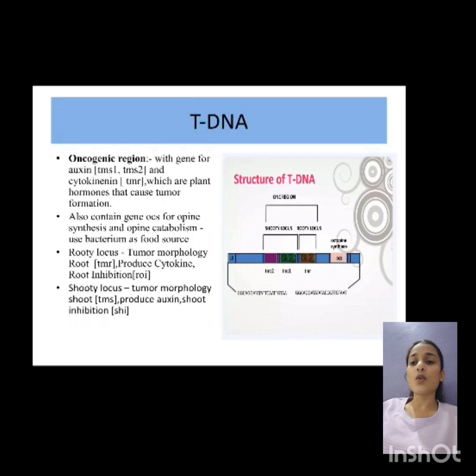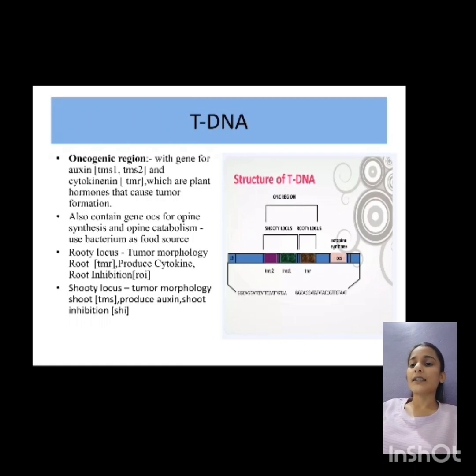Here I have shown the oncogenic region. It may be shooty locus or rooty locus. It has the regions shooty locus and rooty locus. So the oncogenic regions have the gene for auxin, that is TMS1 and TMS2 shown in the diagram, and the cytokinin gene TMR, which are plant hormones that cause tumor formation, and also contain the gene OCS for opine synthesis. Here the octopine gene is present. So opine catabolism is used by the bacterium as a food source.